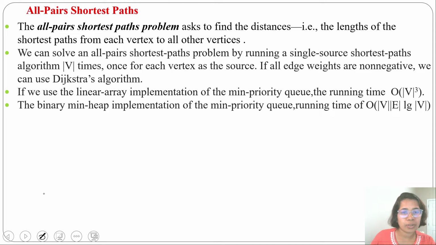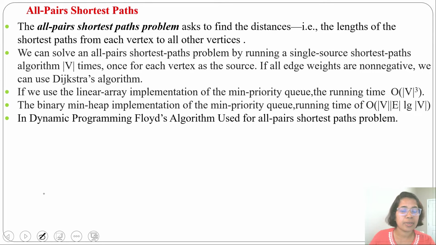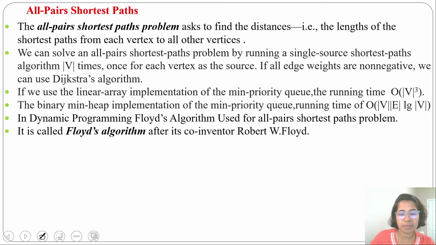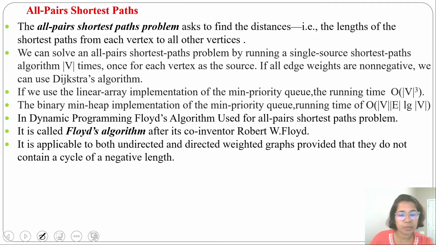We can also use dynamic programming for finding all pair shortest path. We can use Floyd's algorithm. It's called Floyd's algorithm after its co-inventor Robert W. Floyd, or simply you can say Floyd-Warshall algorithm. It's applicable to both undirected and directed weighted graphs, provided there should not be any negative weight cycle.